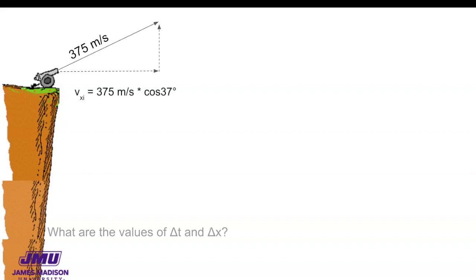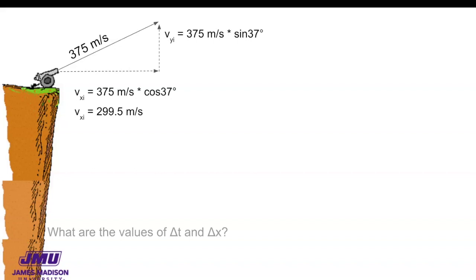The x component I can find with cosine, and if you're not familiar with how to do that by now, then you really do want to spend some time this weekend getting up on your trigonometry. Cosine 37 degrees, I put into the calculator and multiply by 375 meters per second, and I get that the initial velocity in the x direction is 299.5 meters per second. And we remember this is a projectile problem, so we know the acceleration in the x direction is 0. So it says velocity in the x direction initial, but really that doesn't change. That's the velocity in the x direction the entire time.